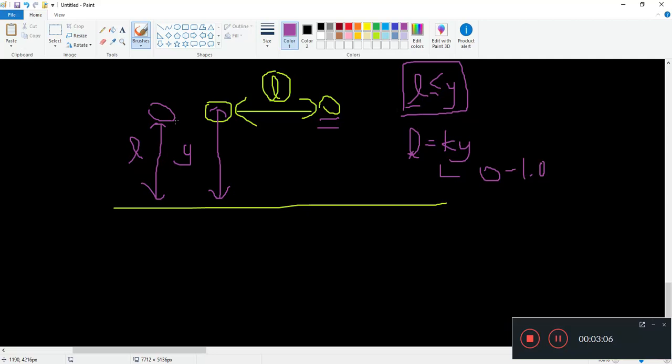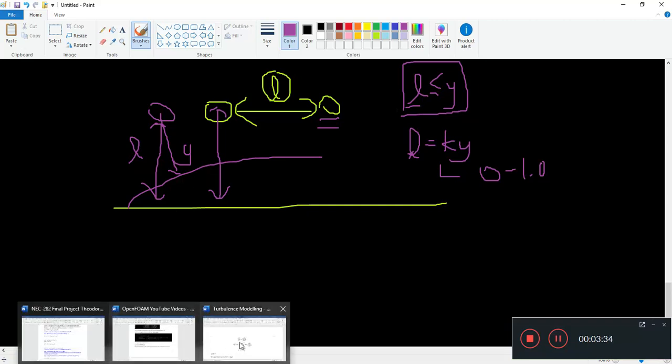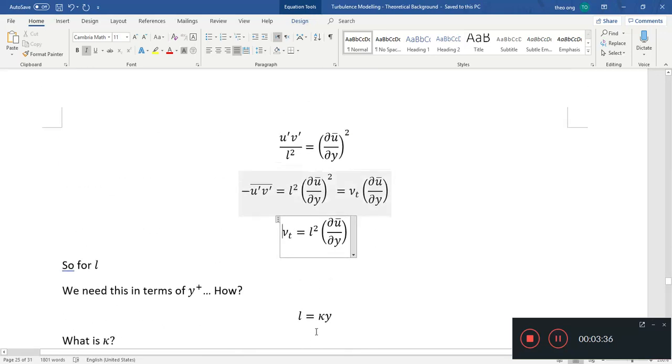And moreover, there are other factors near the wall, like the viscous boundary layer here. If the ball of fluid travels towards the wall and goes into this viscous boundary layer, there may be some mixing or whatever happening, I don't know. But the maximum it can travel is this distance y. That makes some intuitive sense, right? So that is the assumption we are going to go with. So we have L equals kappa times y, where kappa is 0 to 1.